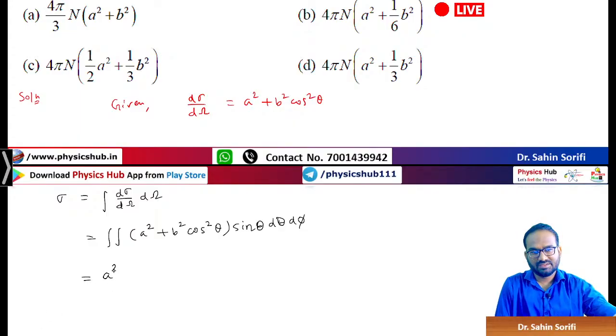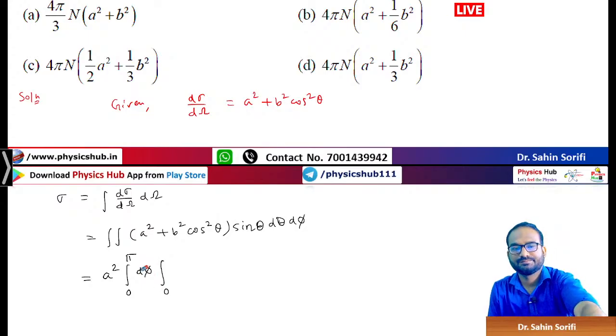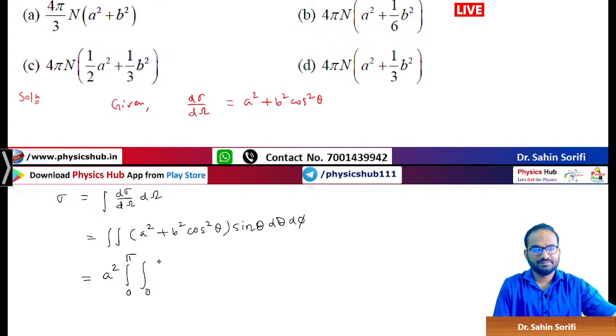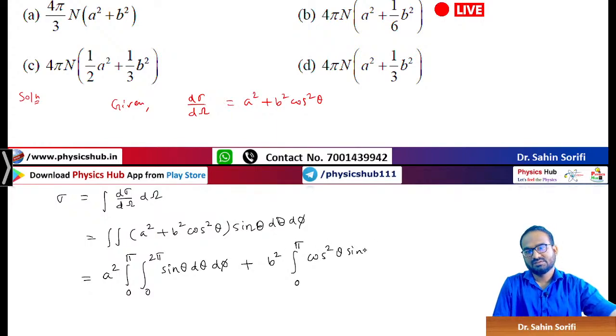So now we can write a² integration 0 to π sinθ dθ, 0 to 2π dφ, plus b² integration 0 to π, let's say, cos²θ sinθ dθ, 0 to 2π dφ. As simple as that.